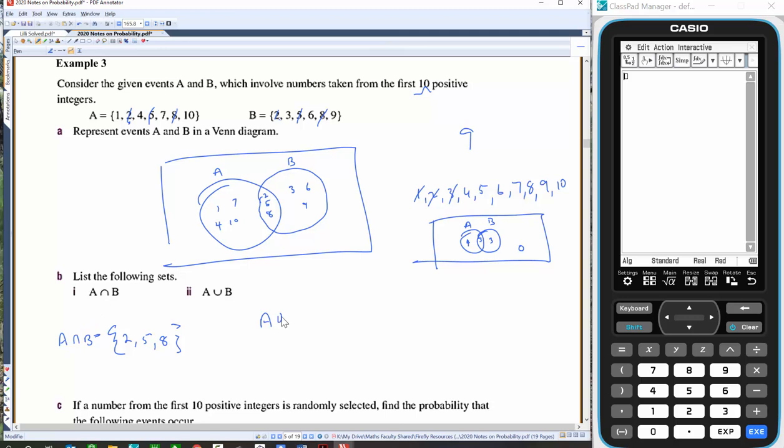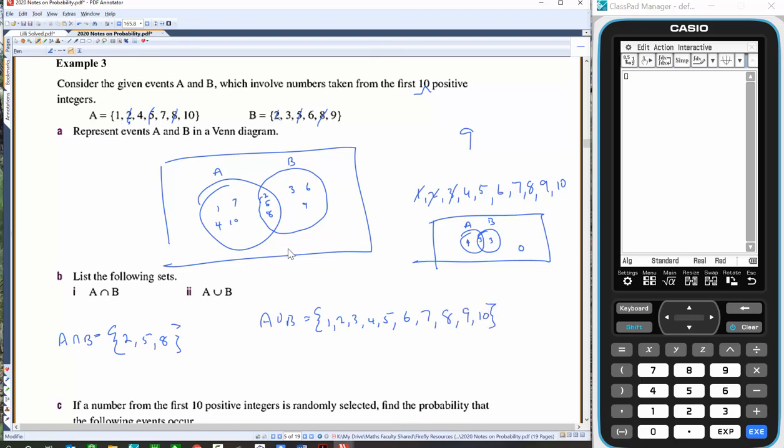Part 2 is A union B. Because everything fits in either A only, the intersection, or B only, it's all of the numbers. So it's going to be 1, 2, 3, 4, 5. I'm not even reading them. I just know that they all belong in either A or B.